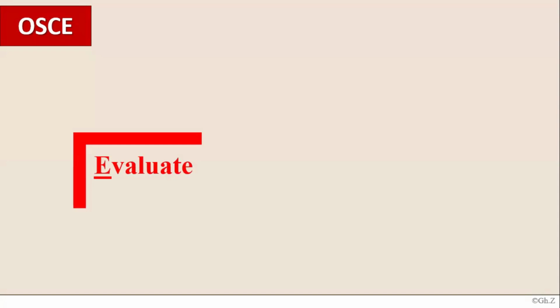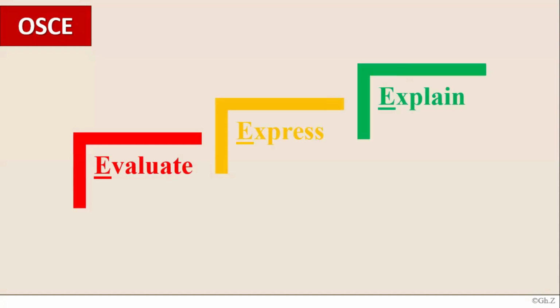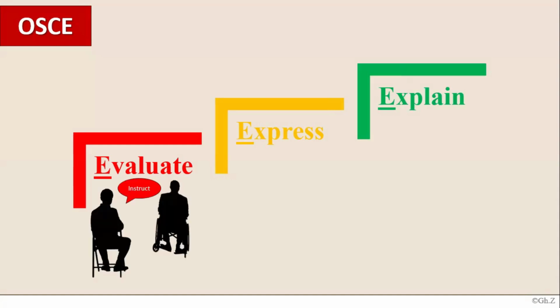We expect this test in the neurostation, in the OSCE neurostation, and we can divide the test into 3 stages. I compiled them into 3 E's. The first is evaluate, then express, and finally explain. So again, the first step is evaluate. What I mean by this is that you are going to evaluate the patient.